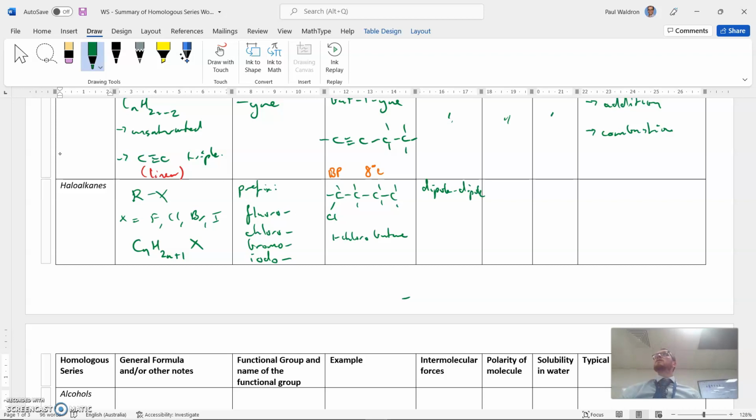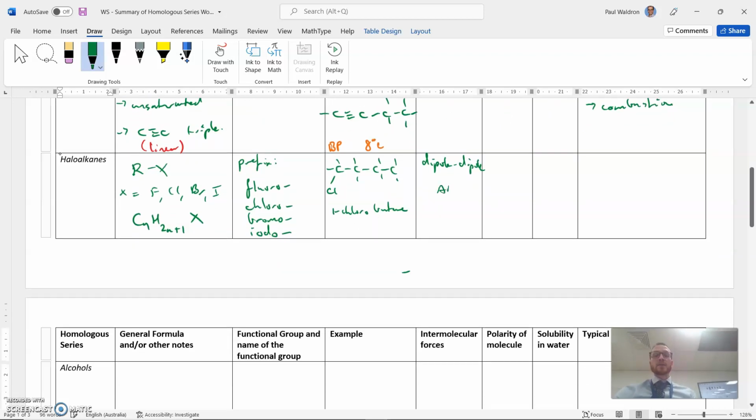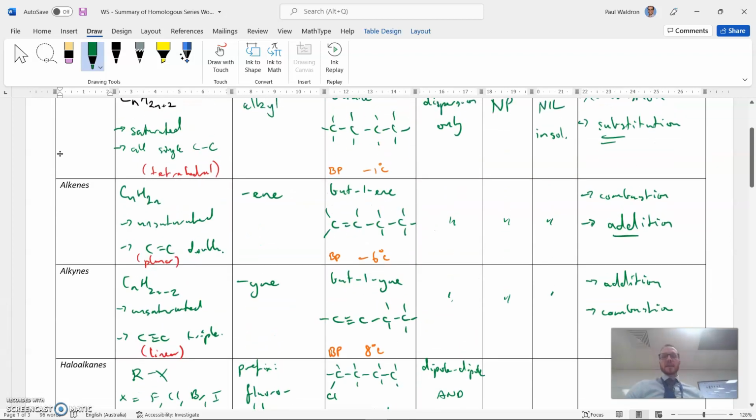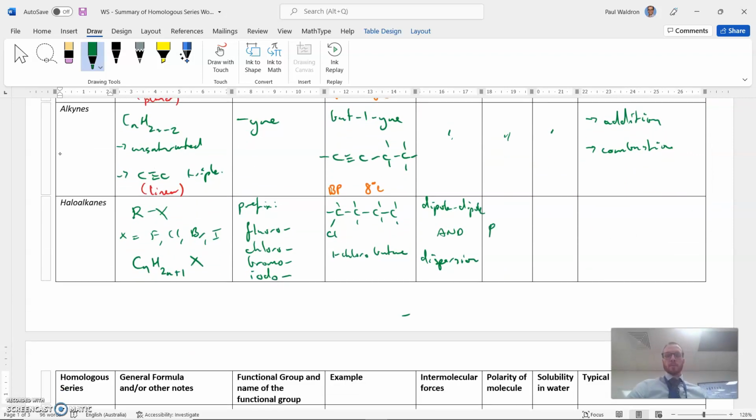Now, it's great that you're all mentioning dispersion because it's dipole and dispersion. In fact, it will be dispersion for every homologous series. Yeah? But yes, it has dipole. Why does it have dipole? Because it's polar. It has a polarized bond, therefore it is polar. Chlorine is slightly more electronegative than carbon and hydrogen. It has a greater share of the electrons. So we've got a slightly polar end. If it's polar, what does that mean? Right. Now, in the case of haloalkanes, it is slightly soluble.